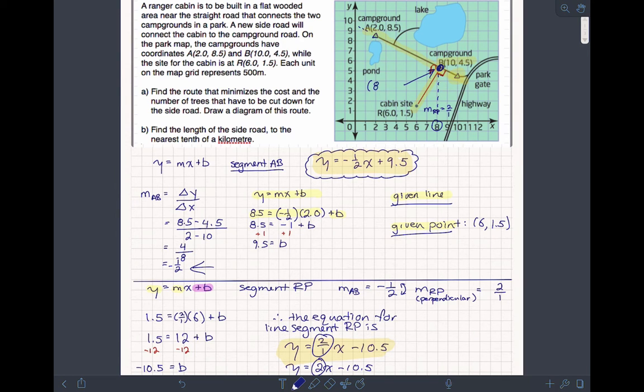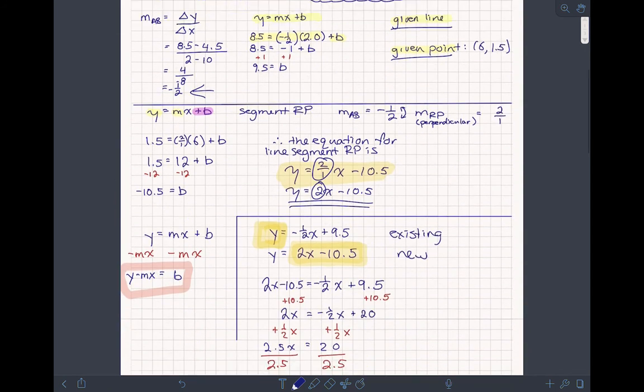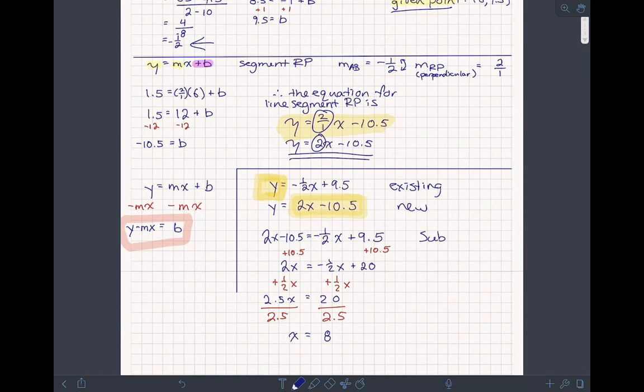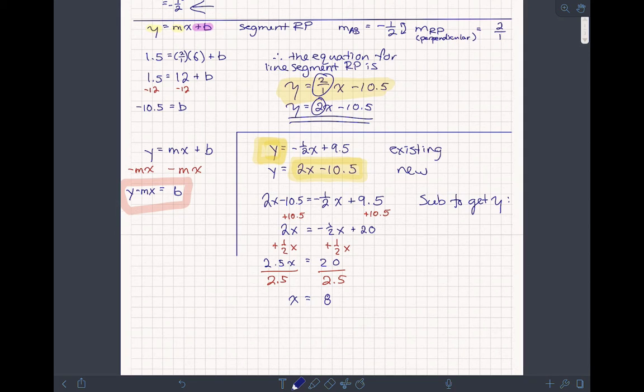So we know that that point has an x value of 8, but what we don't know right now is what is the y value. So the last step is to substitute to get y. So we take either of the two equations. I'm just going to pick the second one because there's no fractions. And we substitute our x value of 8. And that gives us y equals 16 minus 10.5. And then our y value is equal to 5.5.